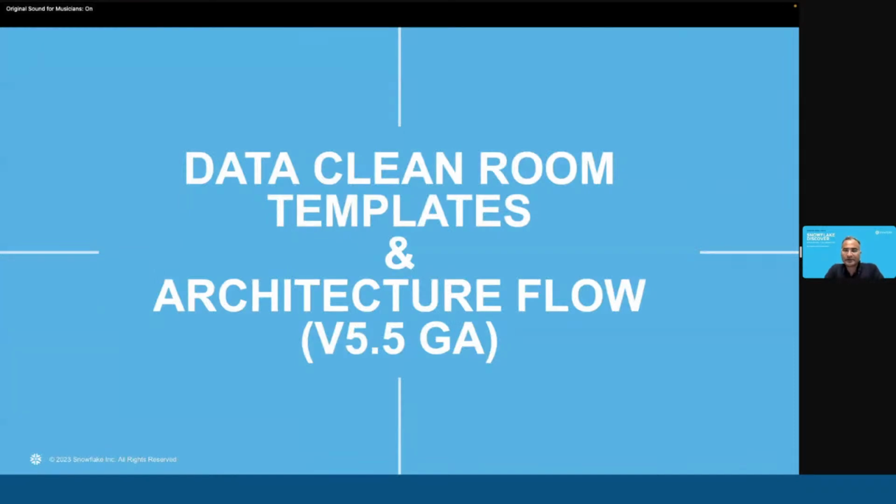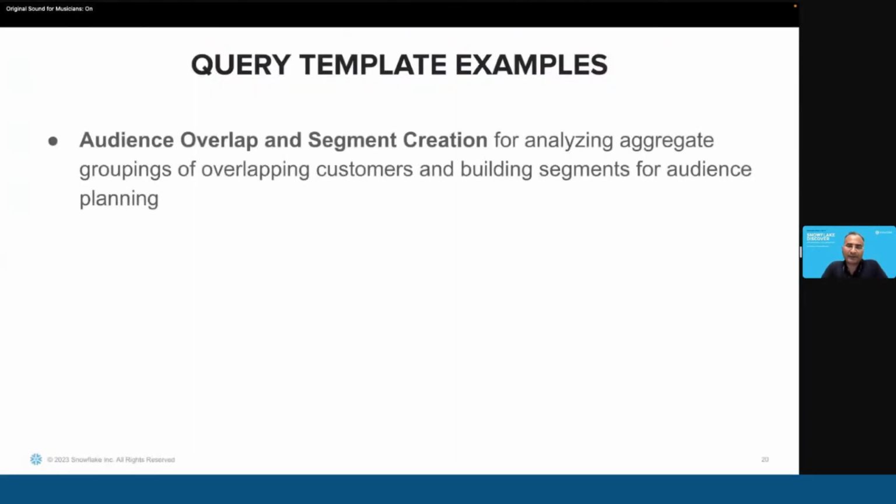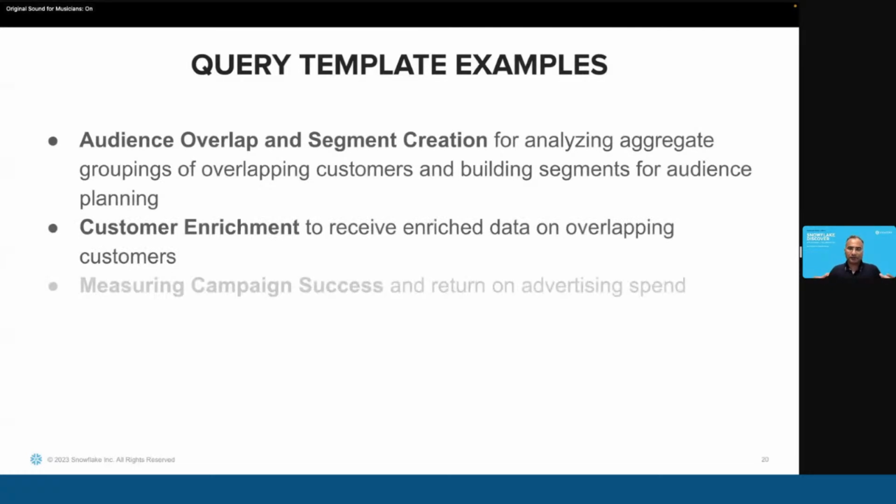So let's go slightly deeper into how the architecture looks. What types of templates can you get? One is audience overlap. These are not hard and fast or very rigid templates. You can create your own templates. All that you have to define is, for the given template, what your allowed attributes should be, and accordingly you can define your own template.